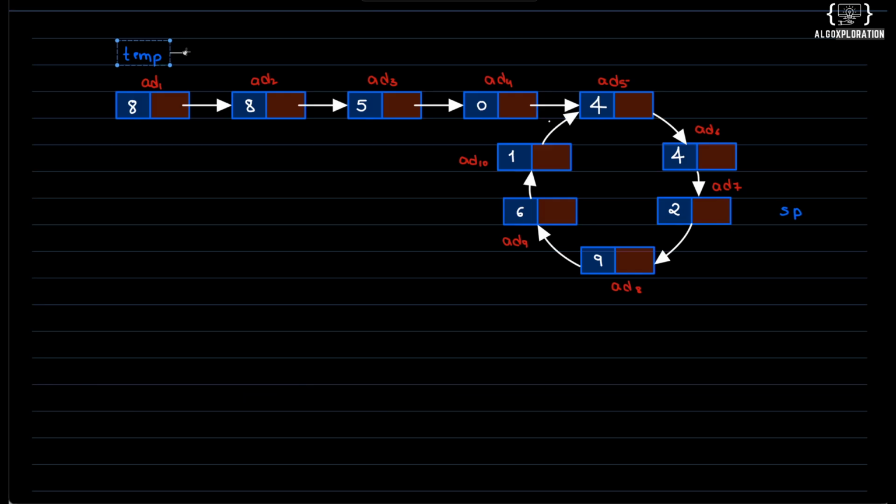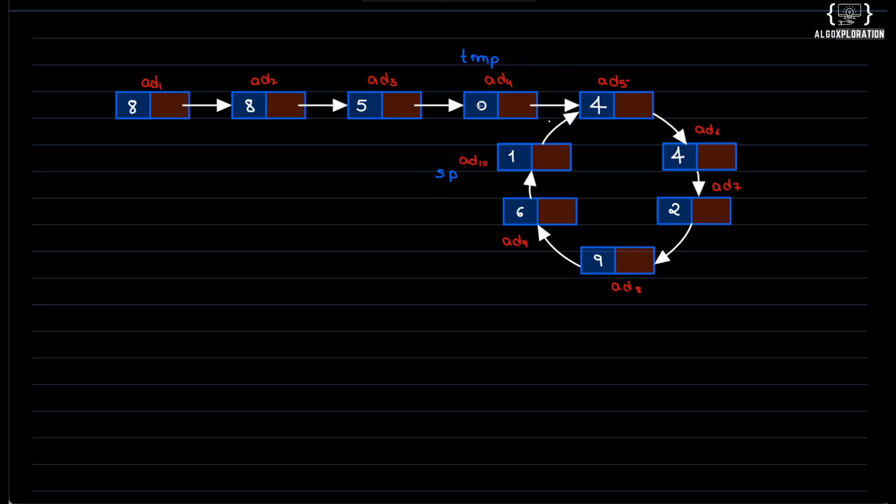Okay, so let's do this. The temporary pointer moves one step at a time, and so does the slow pointer. Let's do this again. This is pointing to address 3 and this is pointing to address 9. This is pointing to address 4 now, and the slow pointer is pointing to address 10. Now here we can see that temp.next is address 5 and slow.next is also address 5. So here we need to stop.